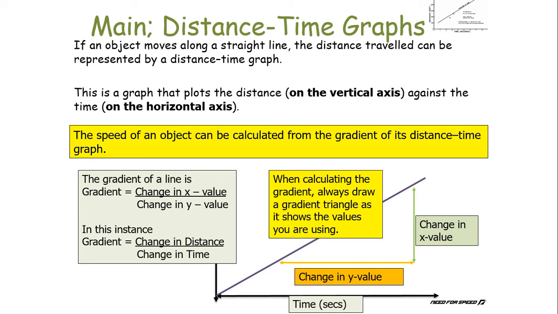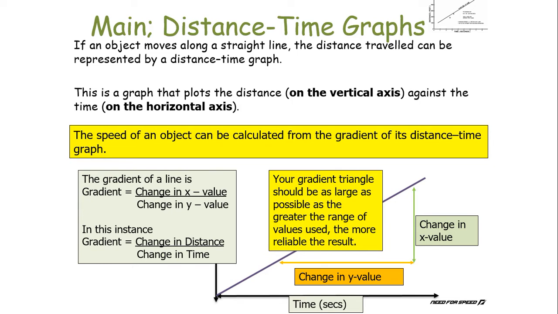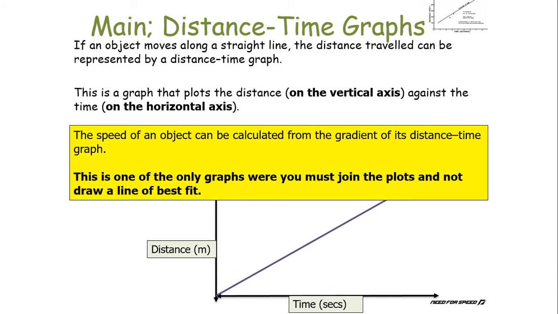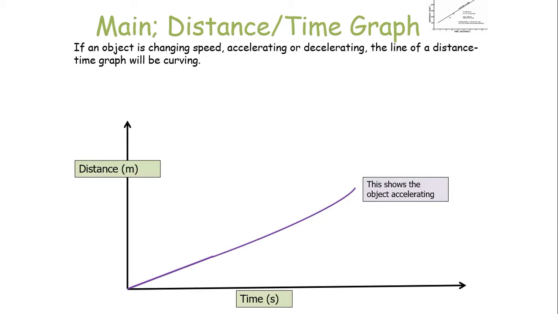Now when calculating the gradient, always draw a gradient triangle as it shows the values you're using. Now the gradient triangle should be as large as possible, as the greater the range of values used, the more reliable the result. But this method can only be used if an object has a constant speed, because it'll have a straight line of best fit. Now, in this example, you don't actually need to draw a line of best fit. You plot from point to point to point, because you're showing a journey of an object, not working out the trend.